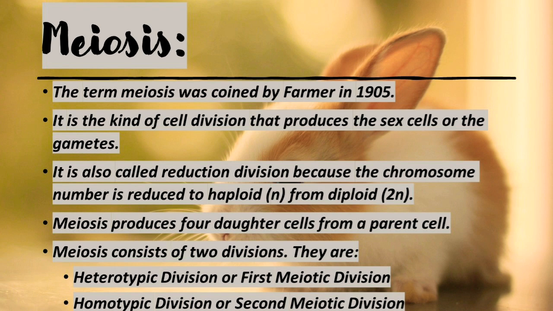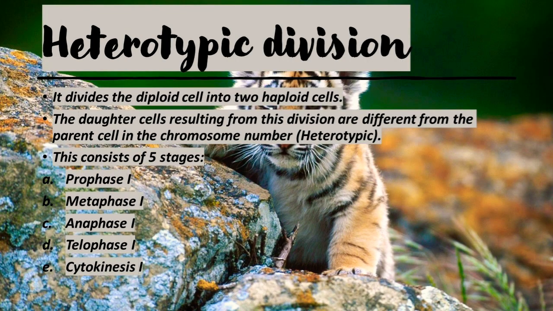Meiosis consists of 2 divisions. They are heterotypic division or first meiotic division, then homotypic division or second meiotic division. Now, heterotypic division. It divides a diploid cell into 2 haploid cells. The daughter cells resulting from this division are different from the parent cell in the chromosome number. It is called heterotypic division. This consists of 5 stages. What are the 5 stages? Prophase 1, metaphase 1, anaphase 1, telophase 1, and cytokinesis 1.